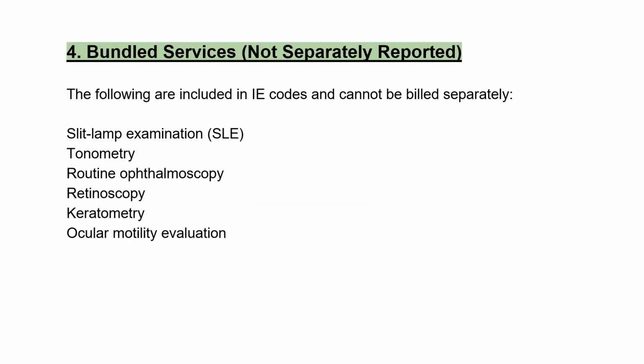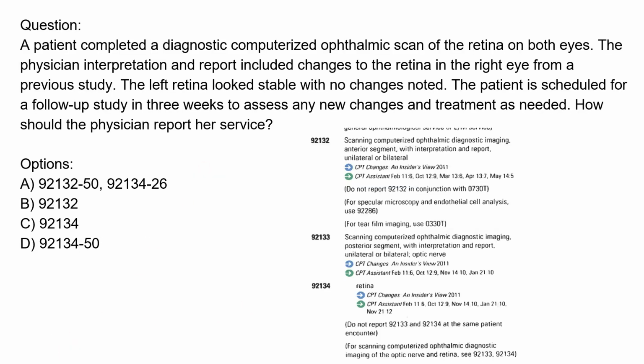So remember, there are certain bundled services in the E/M code for ophthalmology. What are those bundled services? One is the slit lamp examination, tonometry, which is used to see the pressure, routine ophthalmoscopy, retinoscopy, keratometry and ocular motility evaluation. All these are bundled in the E/M code for ophthalmology, and there are separate codes which we saw just now. Now let us take some questions, and as far as the eye is concerned, pay attention to the language of the code.